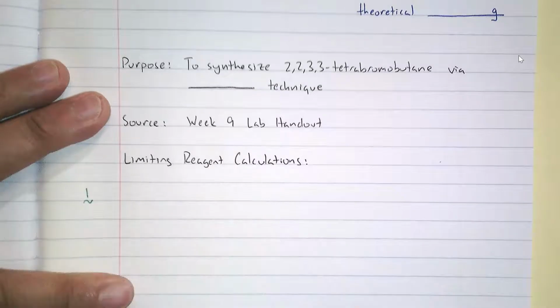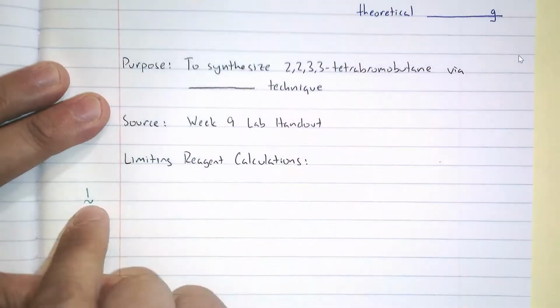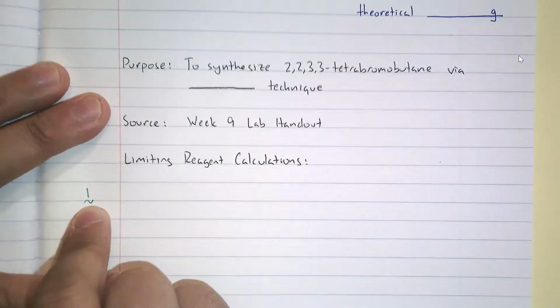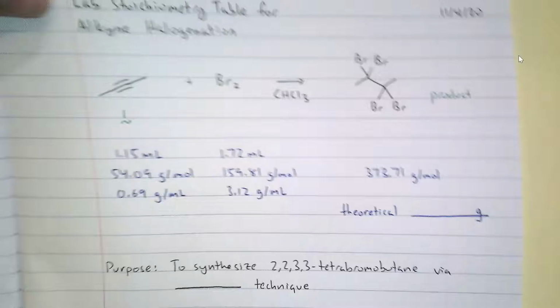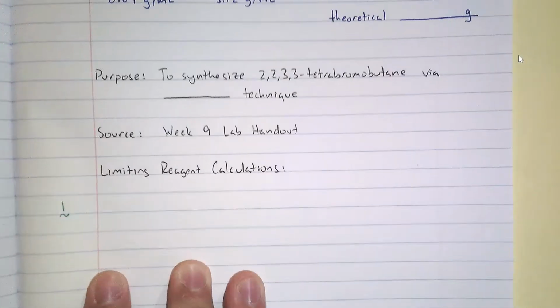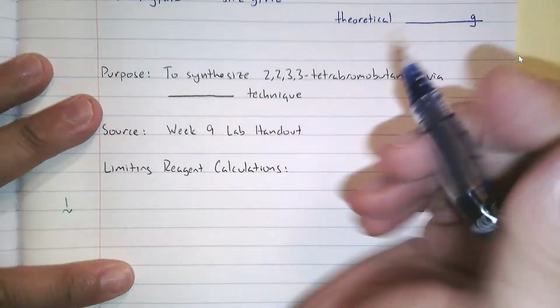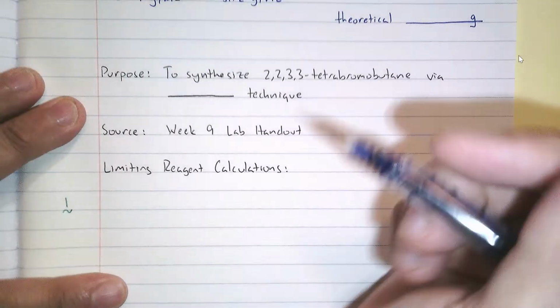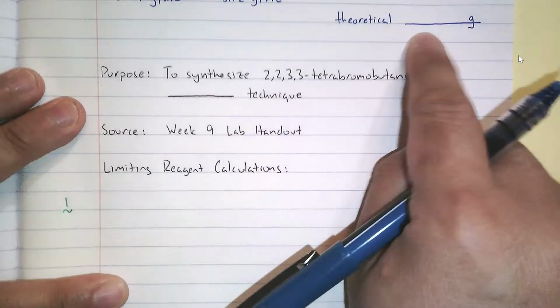I want us to get the theoretical amount, pretending that 1 is the limiting reagent. And then we're going to do it again, pretending that Br2 is the limiting reagent. So we're going to do 2 sets of calculations. This is what I do want to see in the notebook. This is not for scratch paper. Okay. All right. We're going to use dimensional analysis to try to get grams of the product.